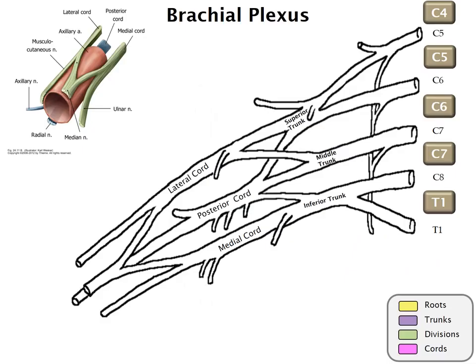Now it's time to tackle what is often a very daunting concept, that is the brachial plexus. The brown boxes shown here to the right represent the last four cervical vertebrae and the first thoracic vertebra. And emerging through their intervertebral foramina are spinal nerves C5 through T1.